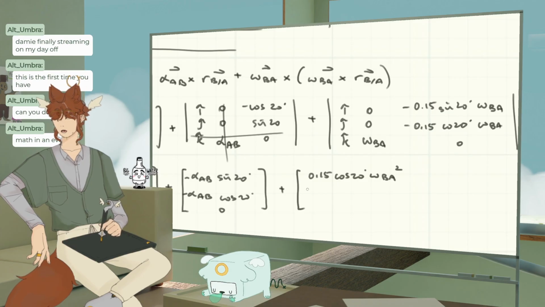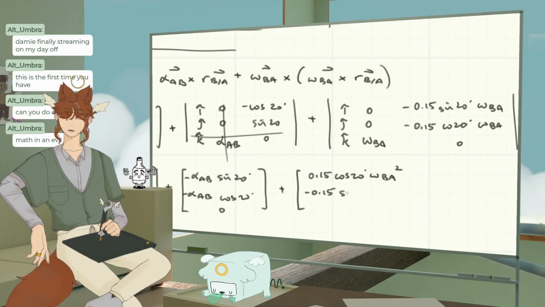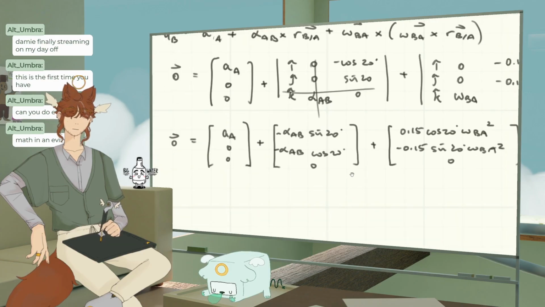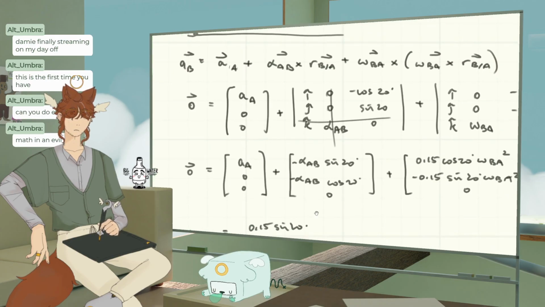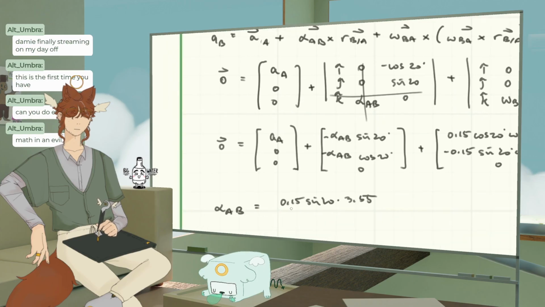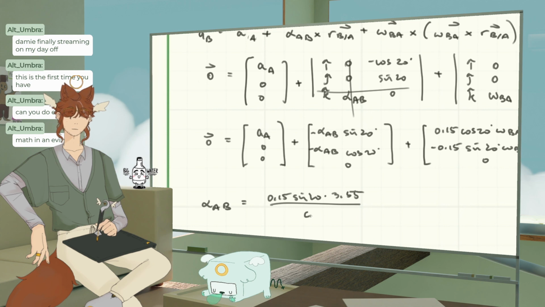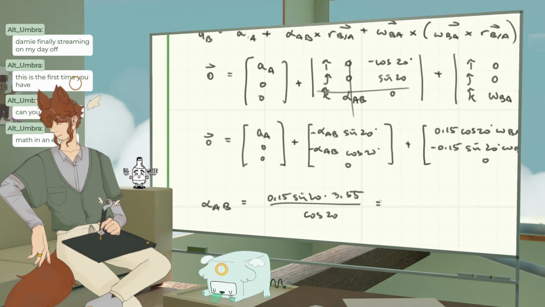That's probably right. I'll trust it. Omega AB squared. There we go. So now we just have negative. Oh, they're both negative, so omega alpha AB equals 0.15 sine 20 times 3.55 over 0. No, cos 20. Thought it was gonna cancel out. Oh, I got excited. Minus 3. I guess I'll just use the exact value. That can be that accurate.